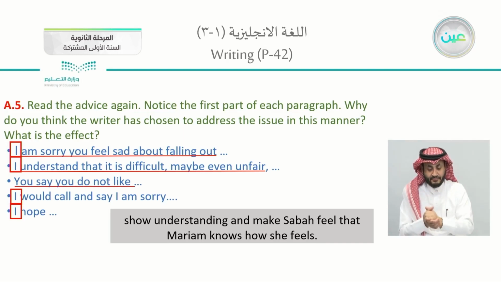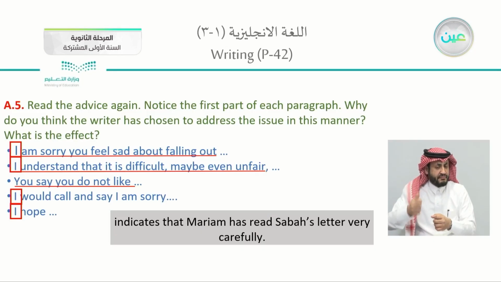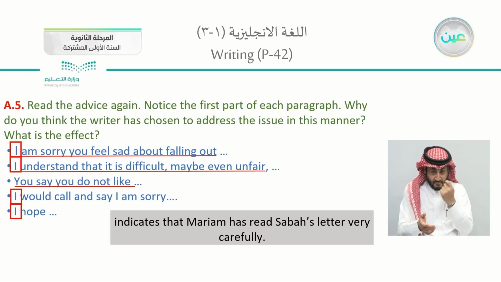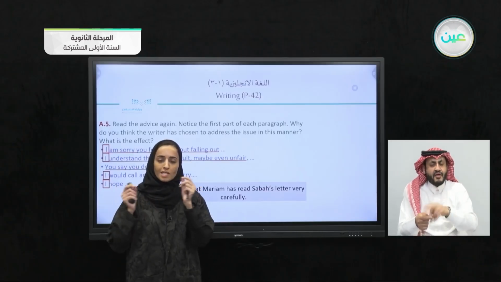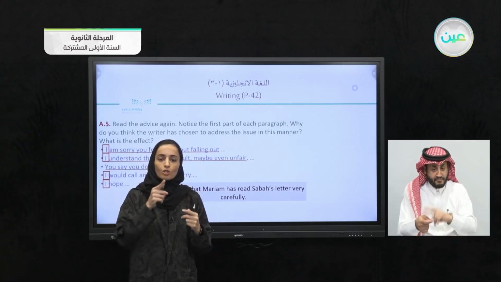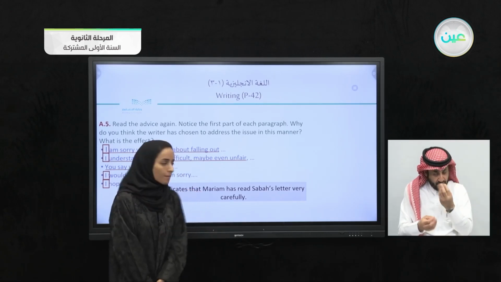Also, we have the third paragraph. You say that you don't like this or that. What was Maryam trying to do in here? It indicates that Maryam has read Sabah's letter very carefully. You have mentioned that you like helping your friends. What about lending her your handbag? So it is the idea of repeating the same words, to make an echo. Rewrite some of the sentences again in your own words to show that I have read your letter carefully.